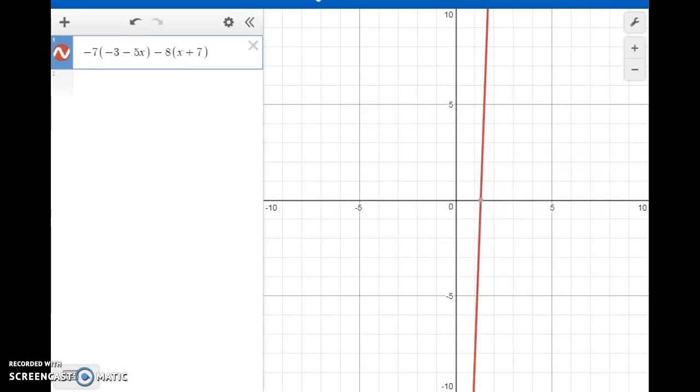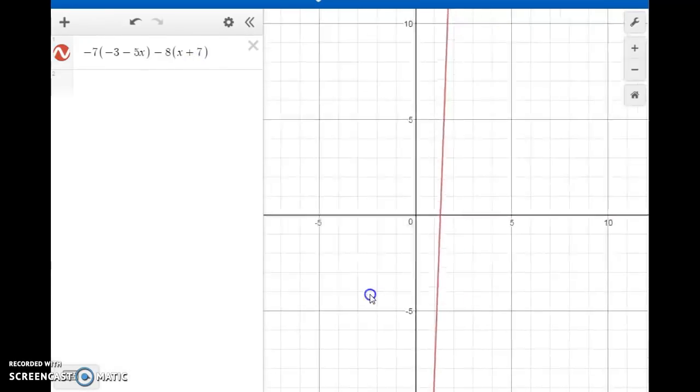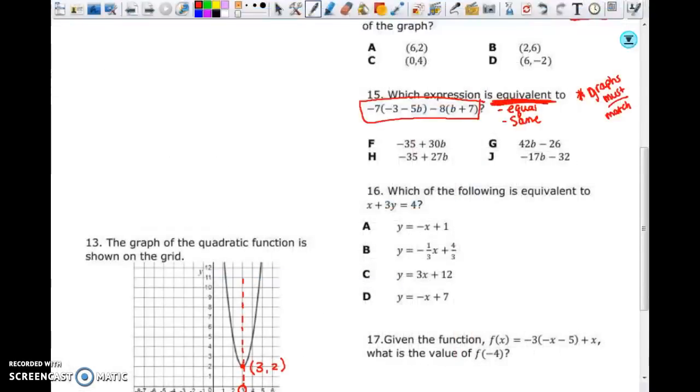Alright, so I went on ahead and put it in Desmos, so notice I put the entire expression in, except I didn't use a B, I used an X, okay? So it gave me this red line here, okay? So then I gotta figure out which one of these is equivalent, meaning it has to be the same, meaning my graphs need to match.